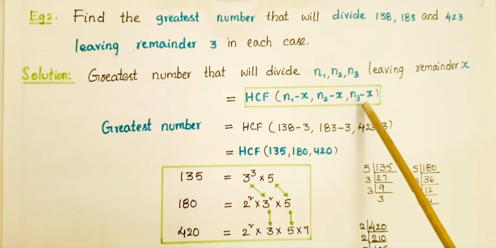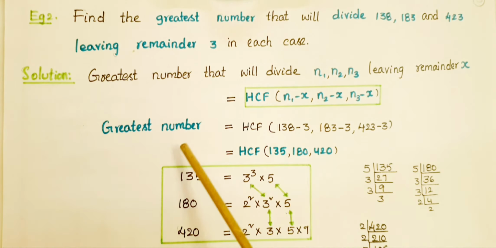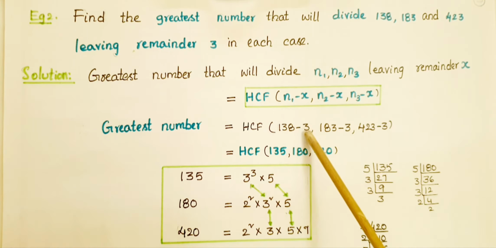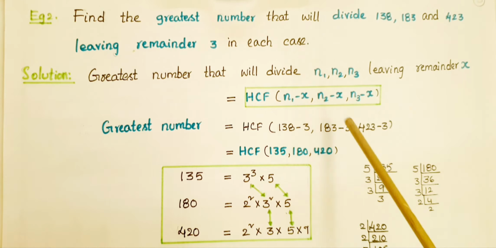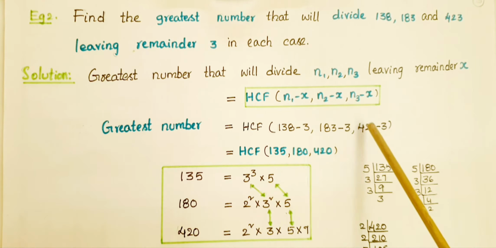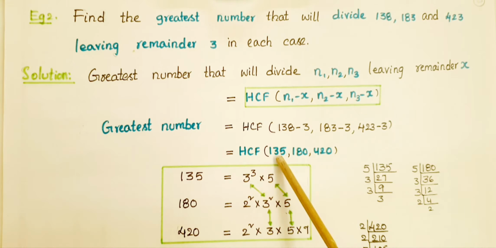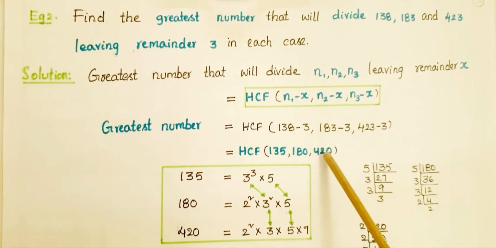This is the formula we can use here. So therefore, the greatest number is equal to the HCF of the first number, 138, minus the remainder, that is minus 3. Next one is 183 minus 3, 423 minus 3. Therefore the HCF is of 135, 180, and here 420.